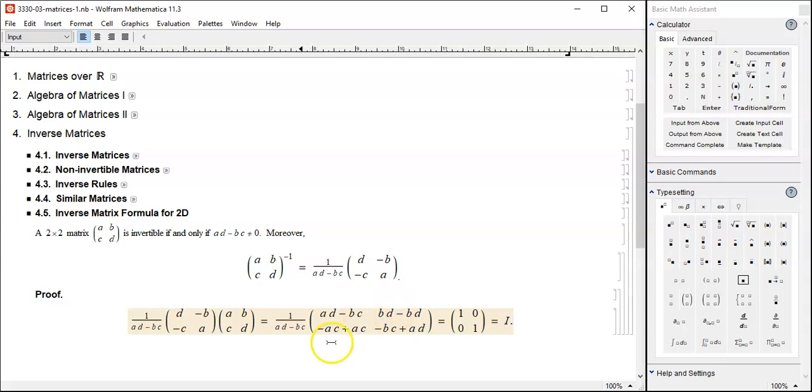And BD minus BD, AC minus AC cancel each other out. Here we have AD minus BC, AD minus BC, and divide by this AD minus BC. Then you get 1, 0, 0, 1, the identity matrix. This quantity AD minus BC is called a determinant. And that's going to be an important topic in chapter 7 of this textbook.